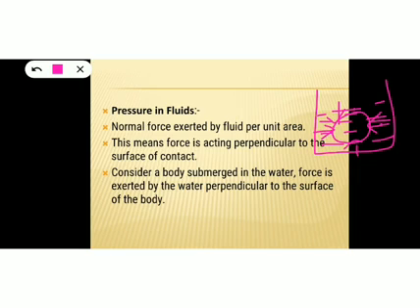This means force is acting perpendicular to the surface of contact, isn't it? Here this force is acting perpendicular to the area. This force is acting perpendicular to the surface. So that is the normal force. Now consider a body submerged in water. Force is exerted by water perpendicular to the surface of the body as I have shown here. So this normal force exerted by the fluid per unit area of the object is known as pressure exerted by the fluid.